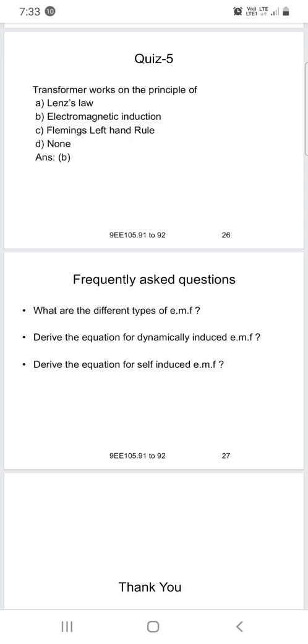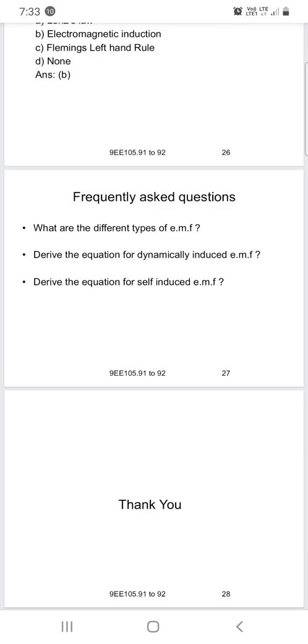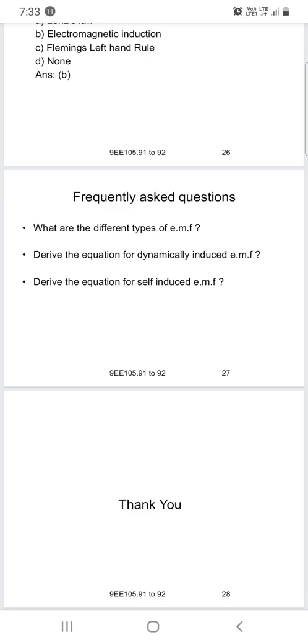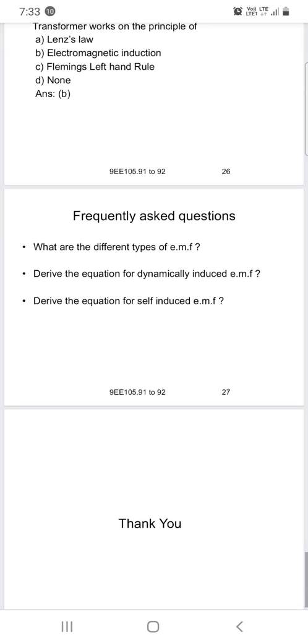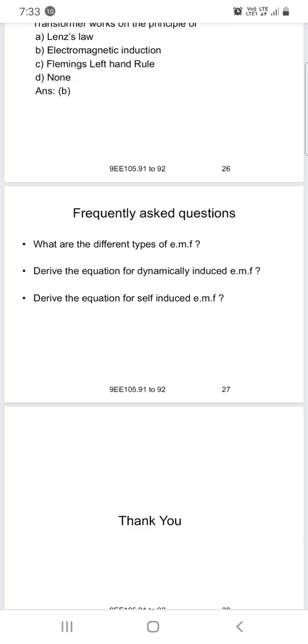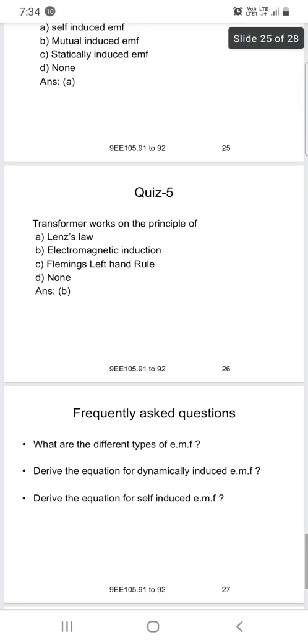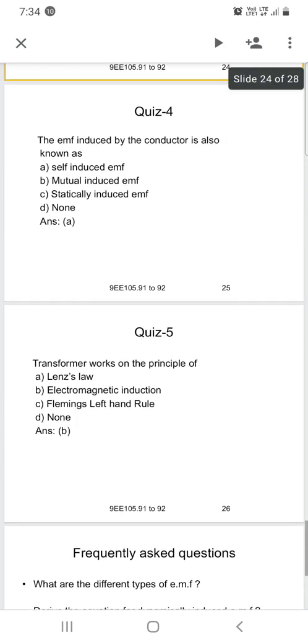Some frequently asked questions. What are the types of induced EMF? Dynamically induced EMF and statically induced EMF. Statically induced EMF has two types: the self-induced EMF and mutual induced EMF. Derive an expression for dynamically induced EMF: that is E equals BLV sin theta. Derive an expression for self-induced EMF: that is E equals L into di by dt. These are frequently asked questions. You have to keep them in mind from today's class.